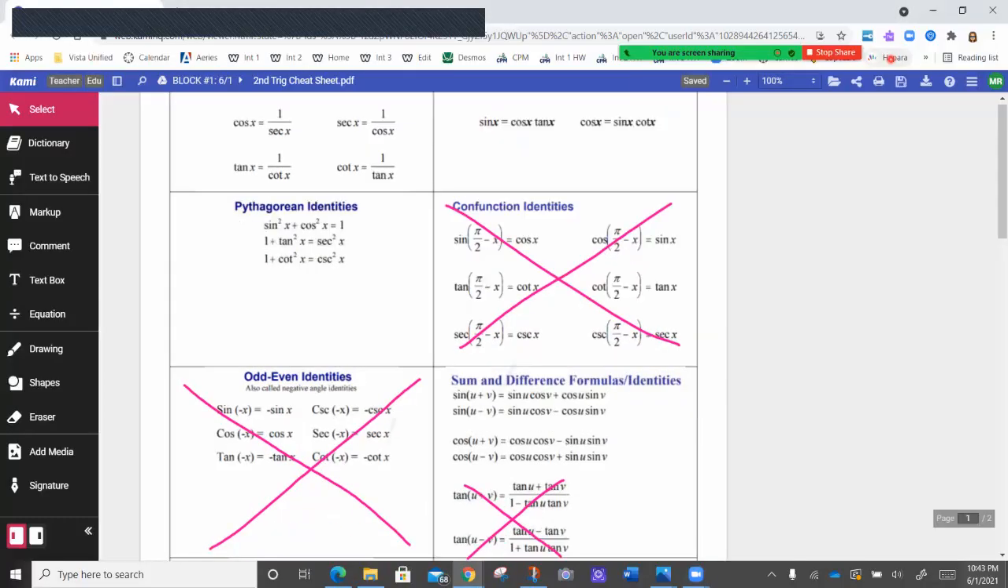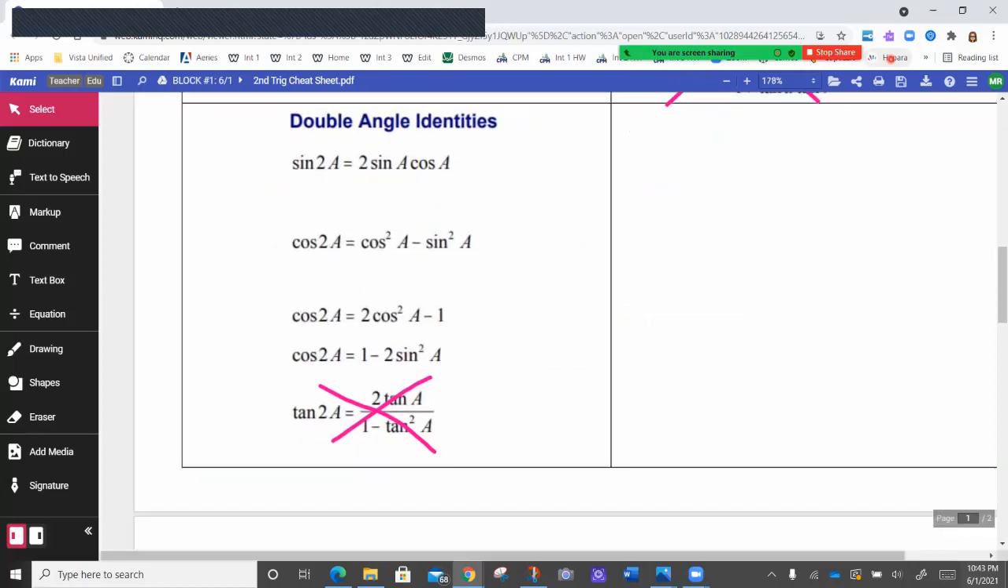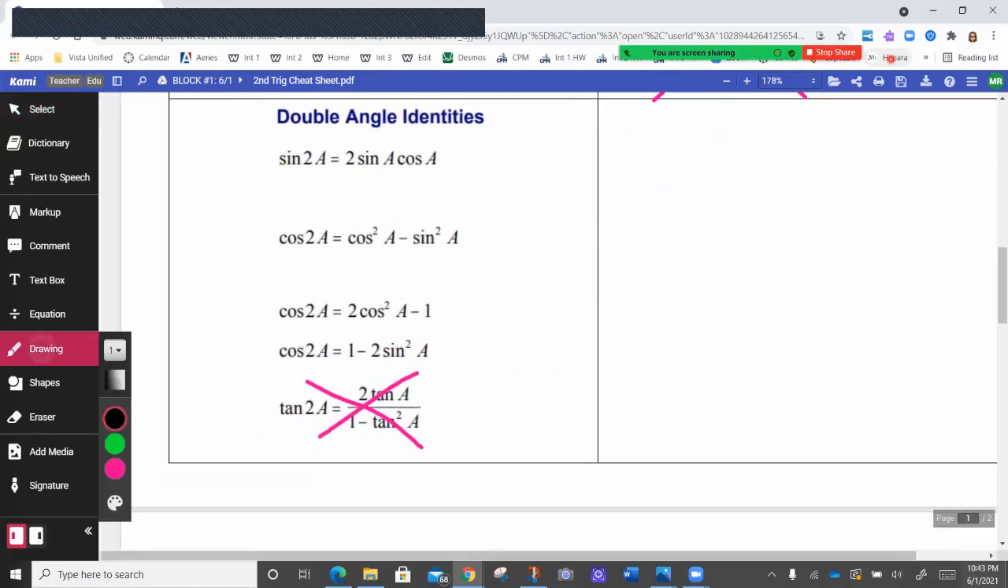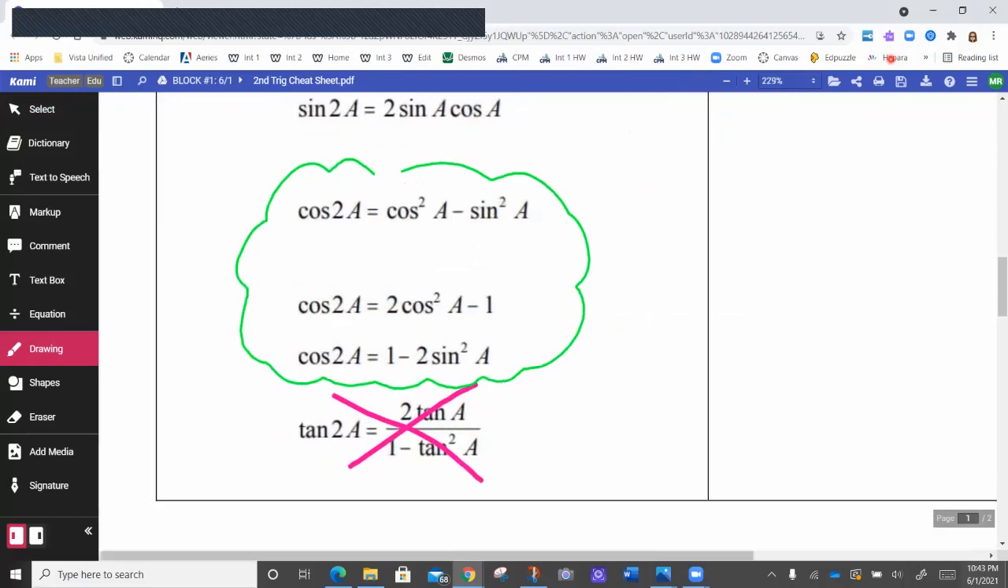So this is that sheet with all of the formulas. What I'm looking at are these double angles, and in particular, these cosine of 2a. I could use any of these. Since I have my sine, I could just use this one, which is 1 minus 2 sine squared a.